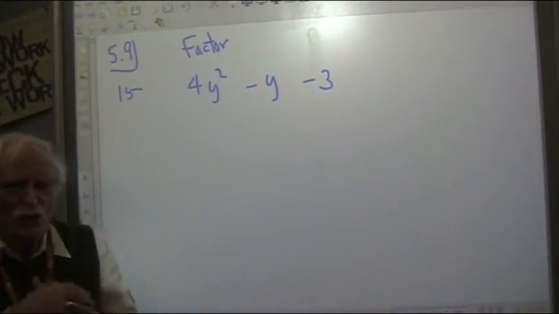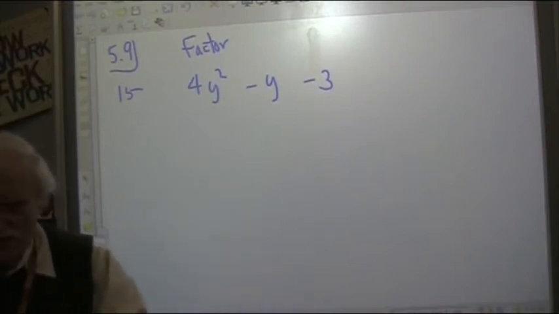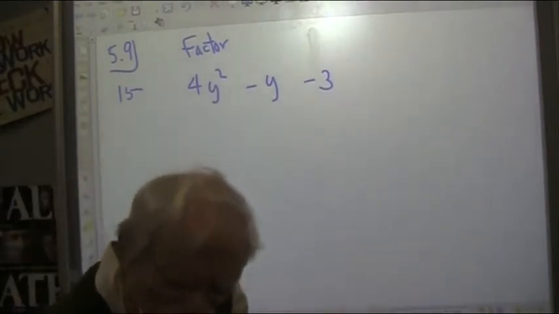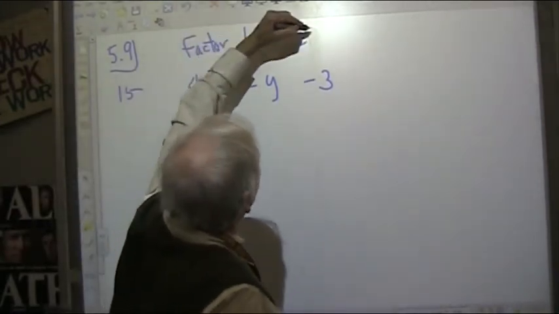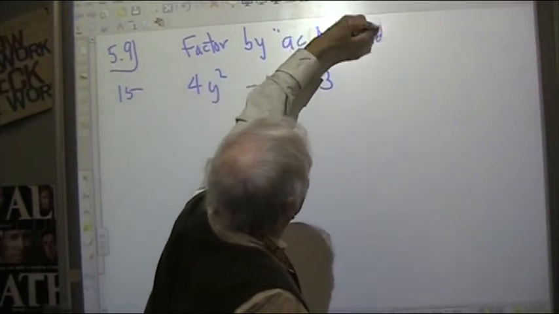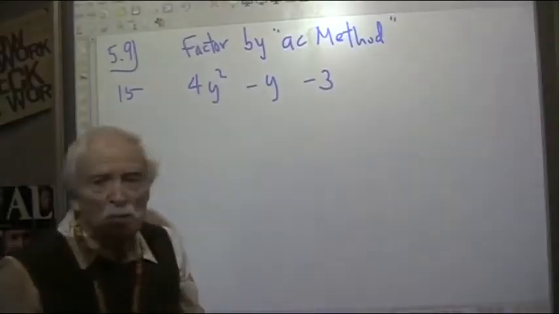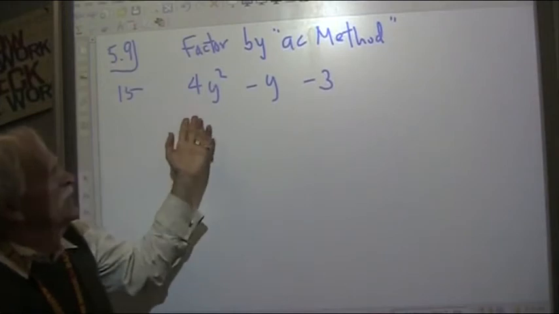What method do we use? Stephanie? AC method. All right, and what do we mean by AC? So this is factored by the AC method. Multiply the A and the C together. AC means multiply the A coefficient by the C coefficient.